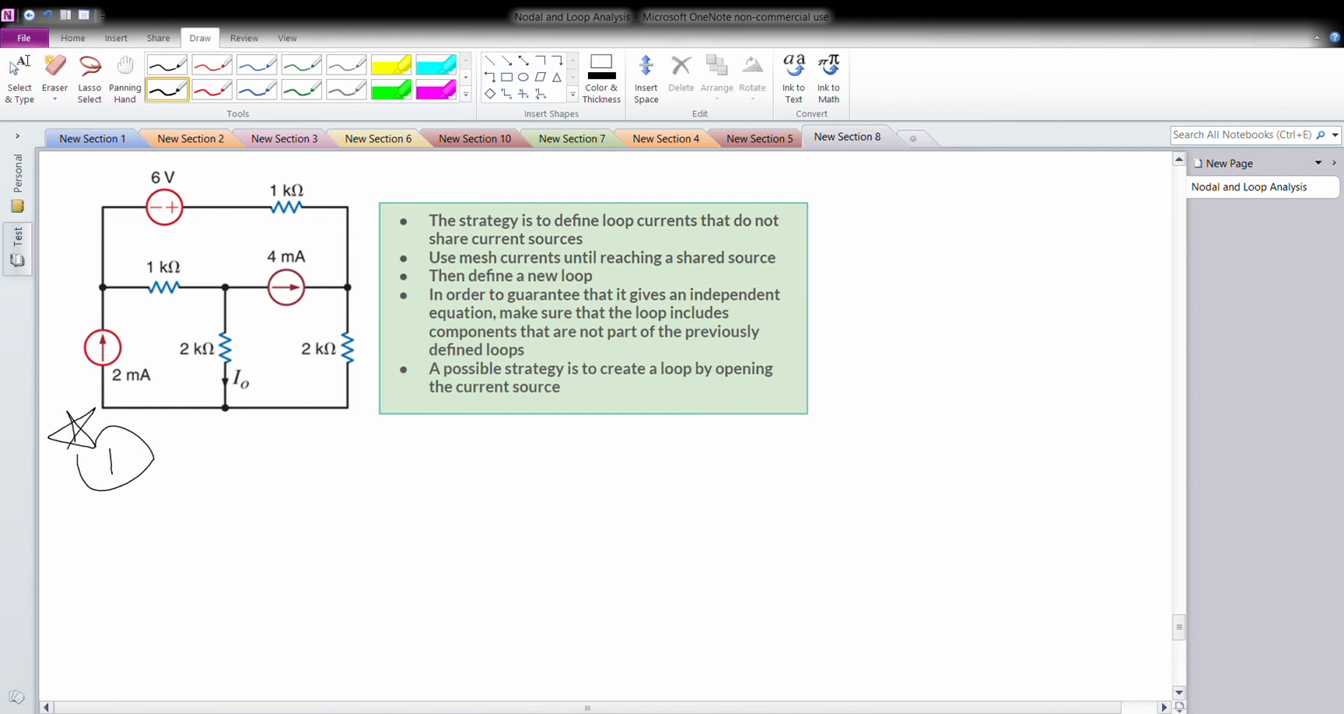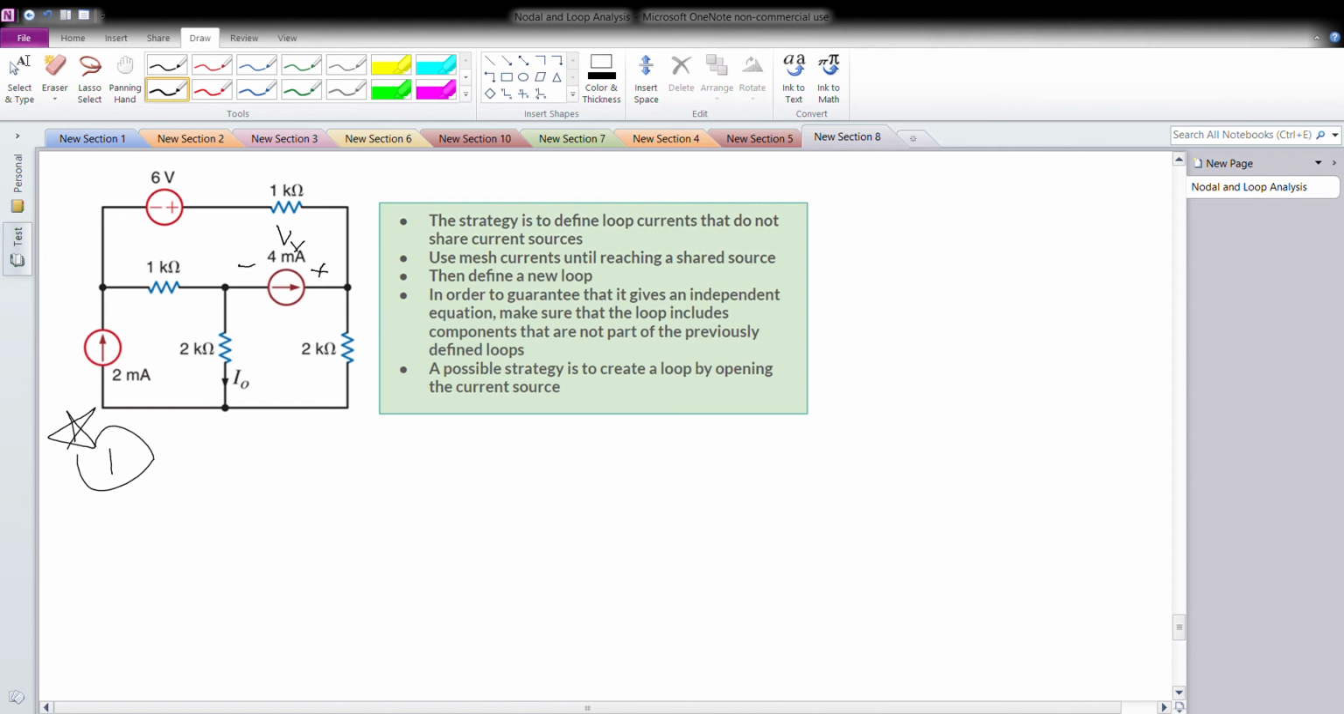The first thing I'm going to do is see if I have a current source that is shared between my two loops. Yes, I have one, the 4 milliamp. Then I'm going to define an arbitrary voltage across it. Usually the arrow is the positive, the other end is the negative. So I'm going to call it Vx, an arbitrary voltage, whatever you want to call it. Okay, so I've defined that.